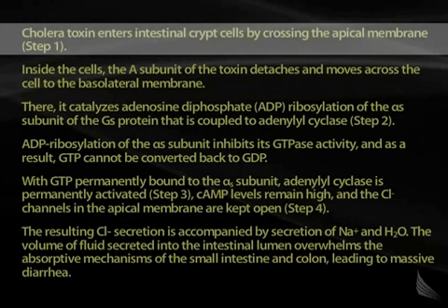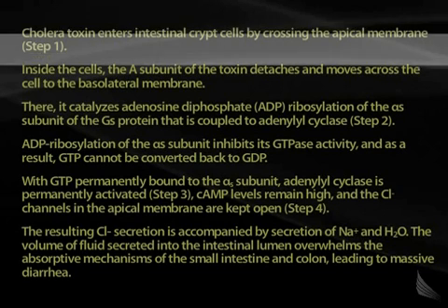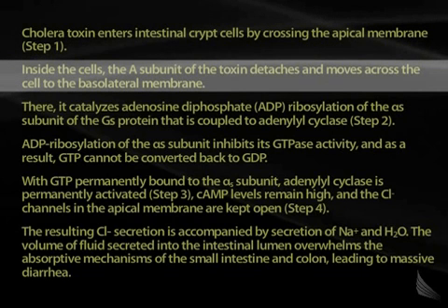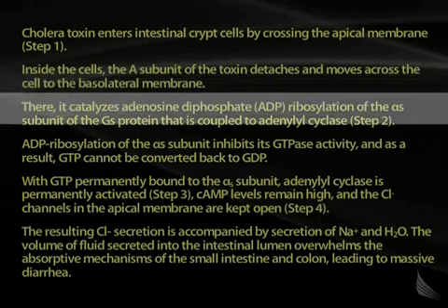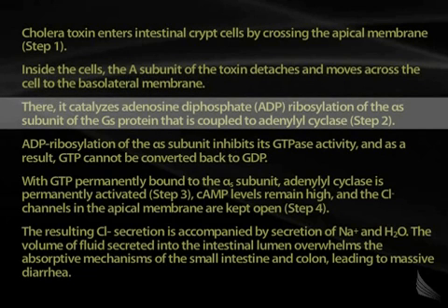In step 1, the cholera toxin enters the intestinal crypt cell by crossing the apical cell membrane. In step 2, the alpha subunit of the toxin detaches and moves across the cell to the basolateral membrane. There, it catalyzes ADP ribosylation of the alpha S subunit of the GS protein. This is coupled to adenylate cyclase.